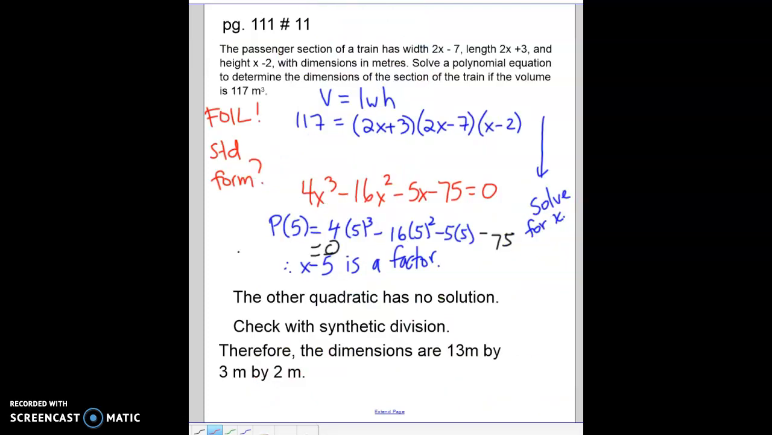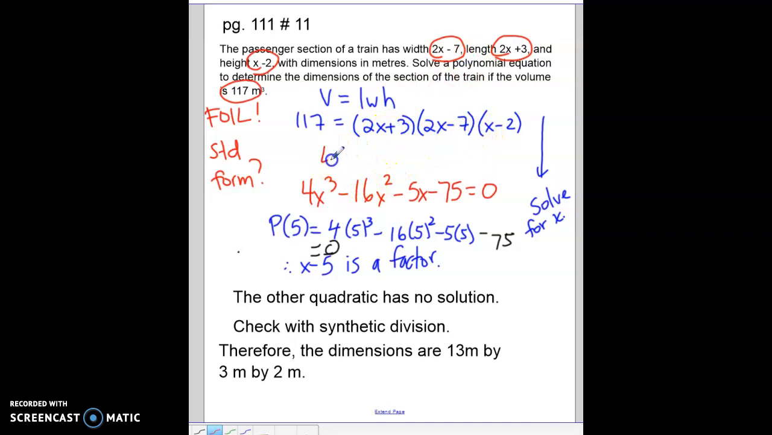So try again with this problem. Now the page, number 11 gives you the width expression, the length expression, and the height expression, and its volume. So this is actually a little bit easier than the last example. So when I set it up, V equals LWH, it looks like this. The order of your binomials does not matter. Just place all three of them there.